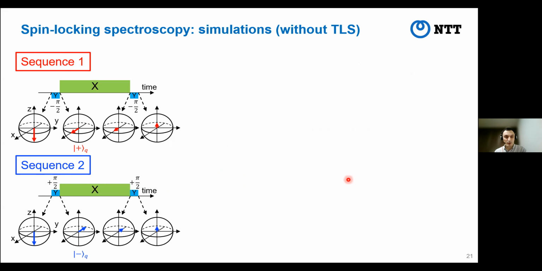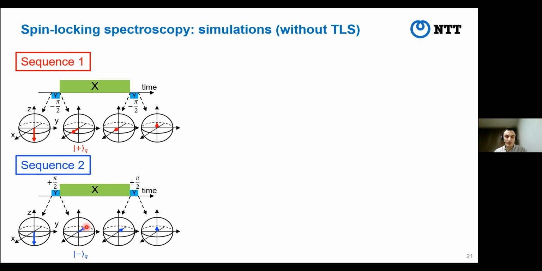In our experiments, we actually used two types of spin-locking sequences. The first sequence was the standard spin-locking sequence, so the spin-locking state was parallel to the x-axis. I'll call this state the plus state. In the second sequence, we inverted the phases of the pi over two pulses, so the spin-locking state was anti-parallel to the x-axis. I'll call this state the minus state.